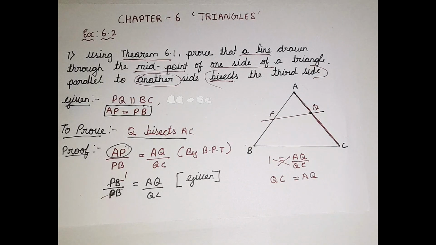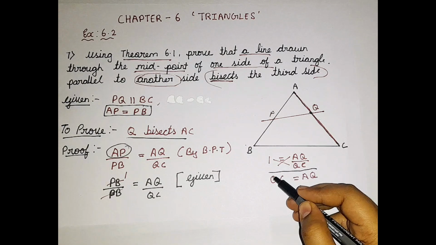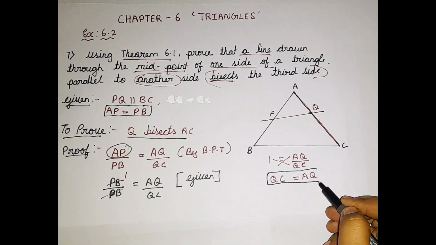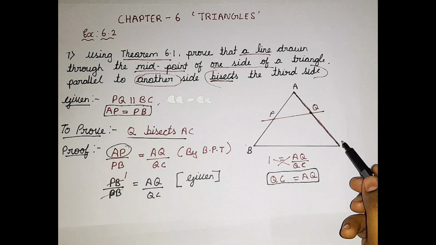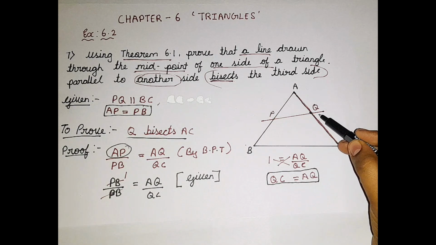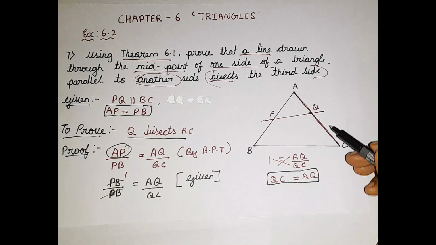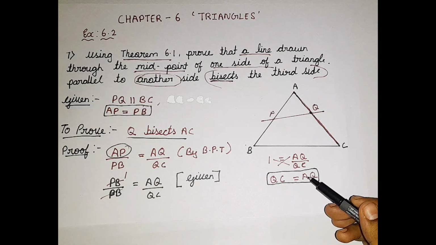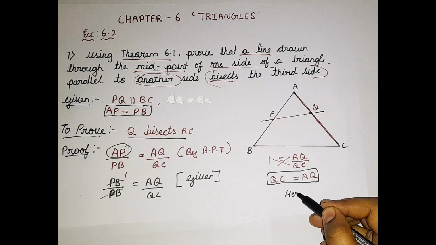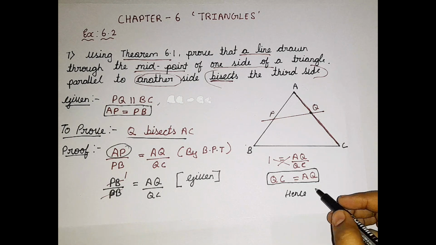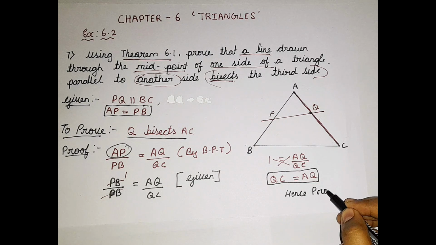So after solving it, finally we got QC is equal to AQ. So these are the two equal parts. Where is QC? QC is here and AQ is here. We got the two equal parts. Then that means we just proved it. So we can just write hence proved, since we proved it.